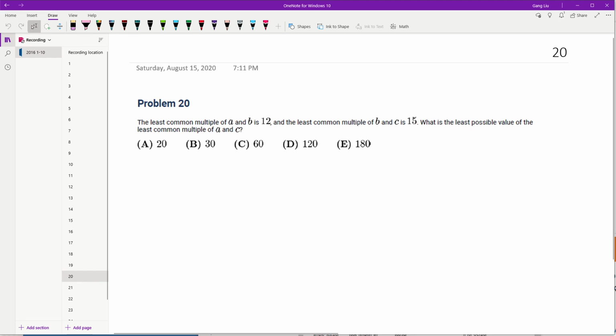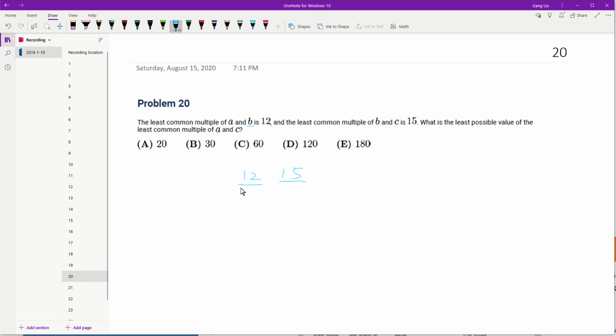Problem 20. The least common multiple of A and B is 12. The least common multiple of B and C is 15. What is the least possible value of the least common multiple of A and C? The least common multiple of A and B is 12. So the least common multiple of B and C is 15. So 12 and 15 are both multiples of B.